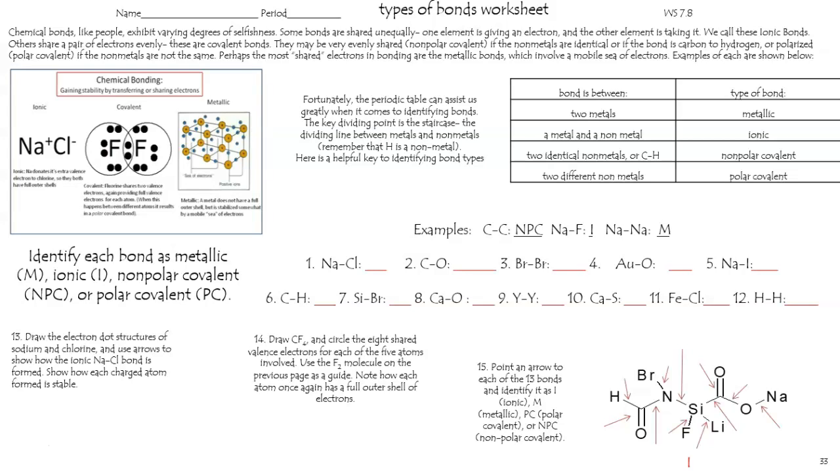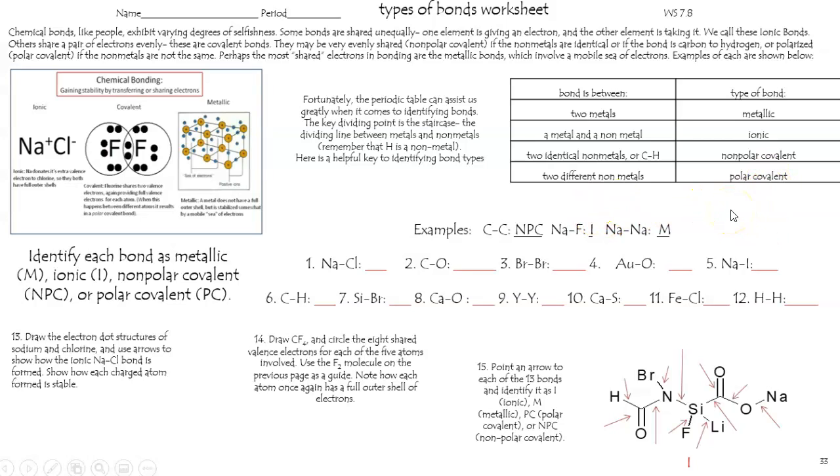Perhaps the most shared electrons in bonding are the metallic bonds, which involve a mobile sea of electrons. Examples summarized can be shown here. If it's between two metals, easy, metallic bond. Metal and a nonmetal, also easy, that's ionic. If it's a nonmetal and they're identical, that means they're nonpolar, evenly shared, covalent. And if they're two different nonmetals, that's polar covalent.